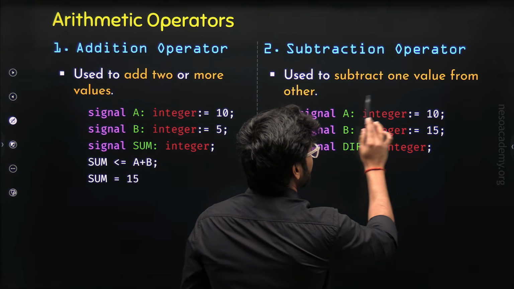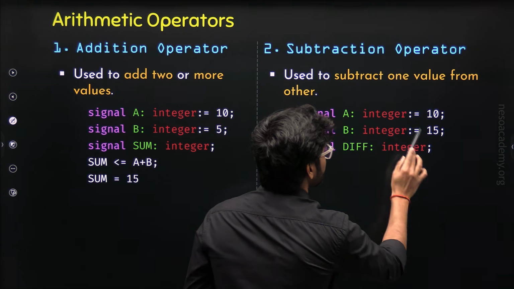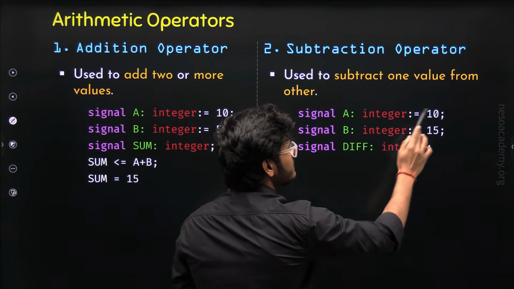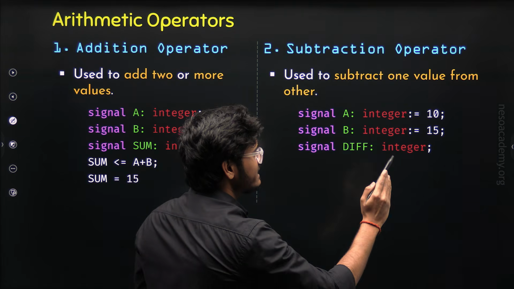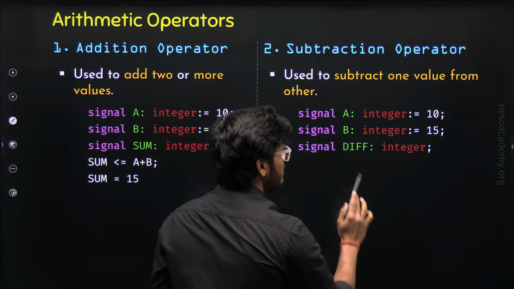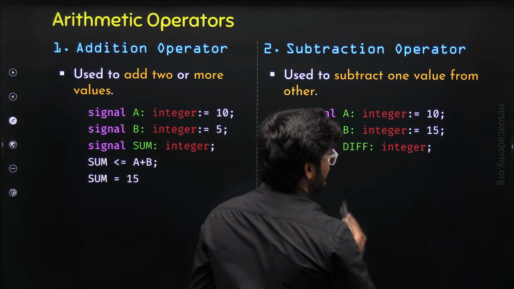Example, A equals 10 and B equals 15. Now I want to subtract 15 from 10, that is 10 minus 15, and store the result inside this signal diff, which is also an integer data type.